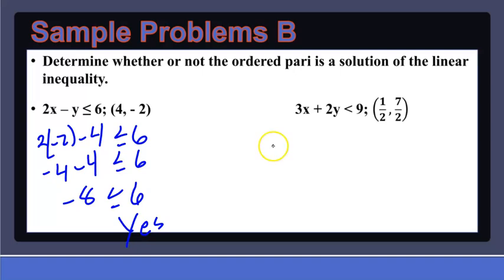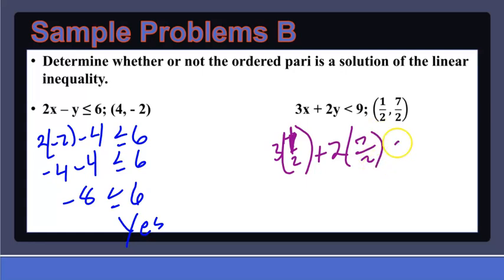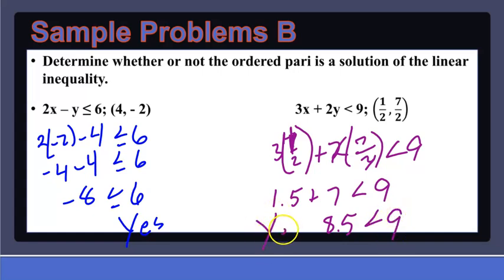This next one, I have 3 times 7 halves plus, actually this would be 1 half. And then 2 times 7 halves. And this has to be less than 9. 3 times 1 is 3, divided by 2 is 3 halves, or I'm going to do it as decimal 1.5, plus 2 divided by 2 is 1, 1 times 7 is 7. Is that going to be less than 9? This is going to give us 8.5, which is less than 9. So yes, this is a solution.